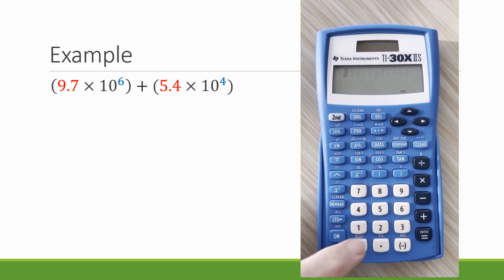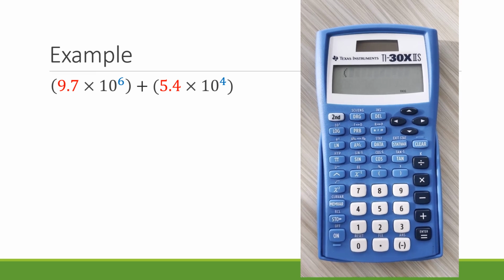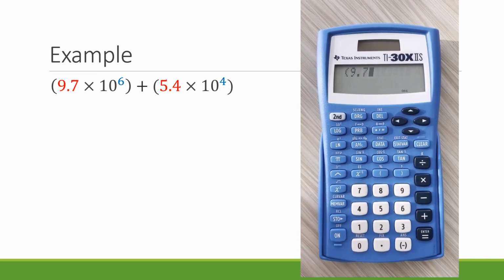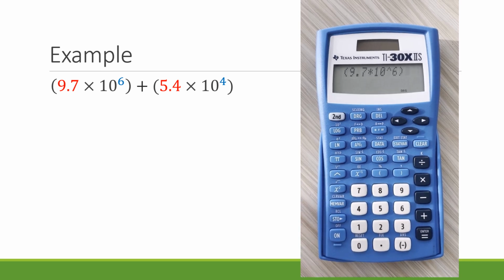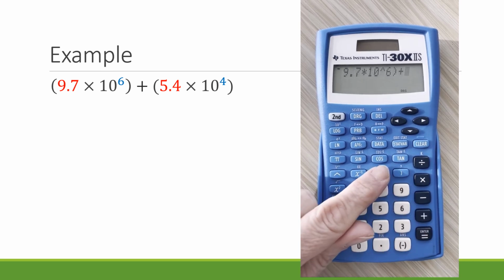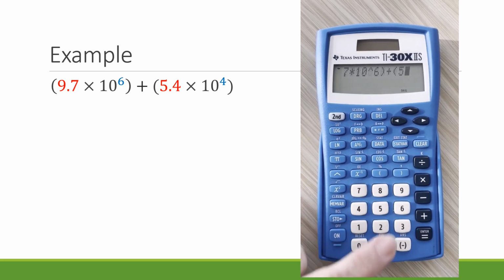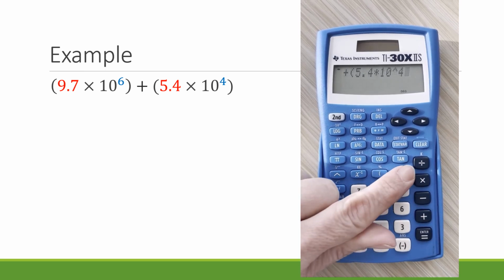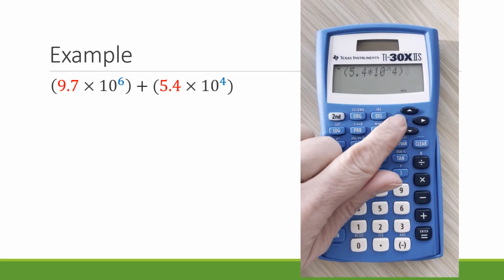Alrighty, let's try this one out. Because I am adding, I am going to use parentheses around each set of my scientific notation. 9.7 times 10 to the 6th, close parenthesis. There's my first set, plus new parenthesis, 5.4 times 10 to the 4th, close parenthesis. I can look back if I need to.